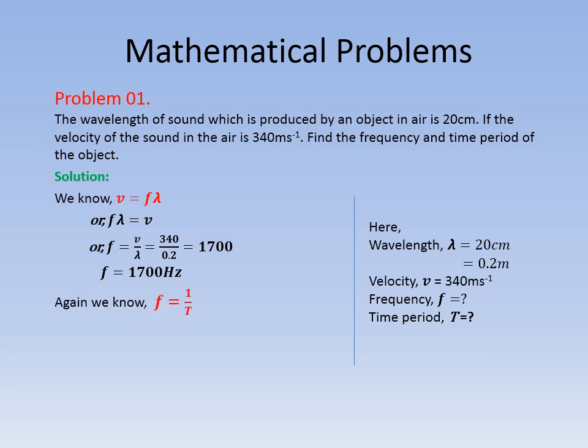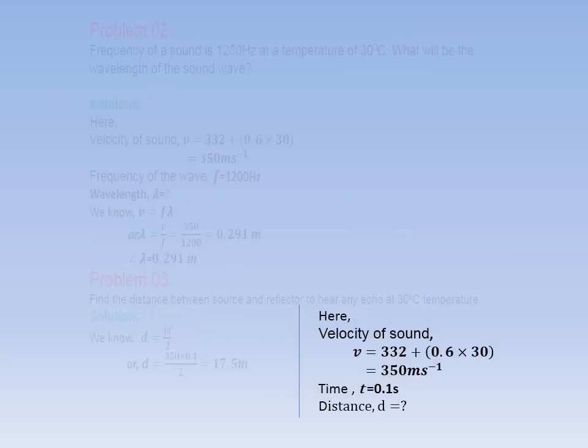So this is another point: F is equal to 1 by T. You know, there is an inversely proportional relation between frequency and time period. So I can write F is equal to 1 by T. We have already got the value of the frequency. So we can write this equation this way: T is equal to 1 by F, and by putting the value of frequency, which is 1700, we got the value 5.88 into 10 to the power minus 4. This is the value of the time period.